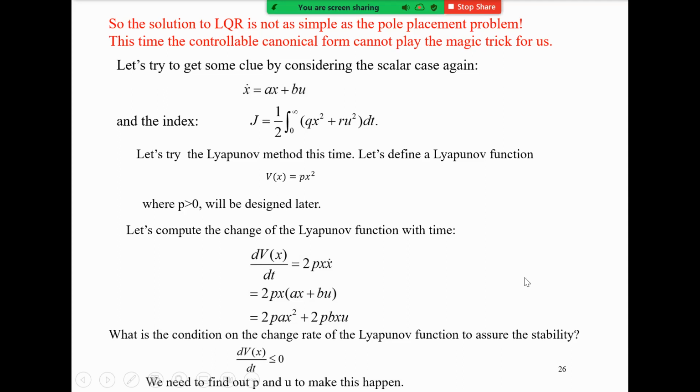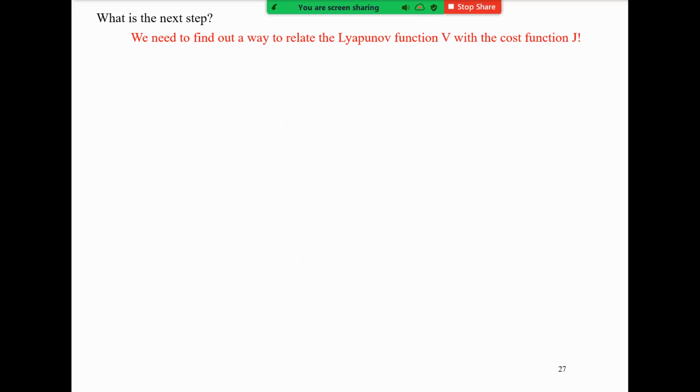Okay. We want to find out P and U to make this happen, right? We want to design P and U to make this change rate non-positive, sorry. Okay, so what is the next step? Then how are we going to relate this Lyapunov method with the minimization problem? Somehow we have to relate this Lyapunov function with the cost function J.